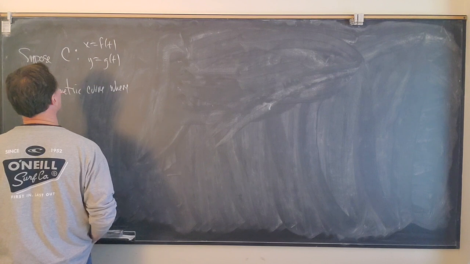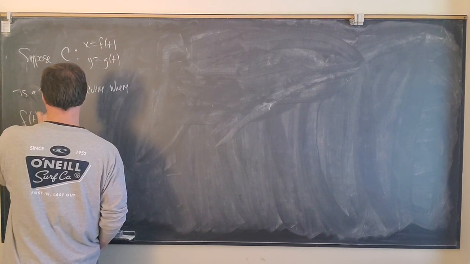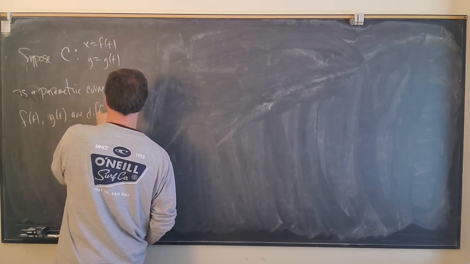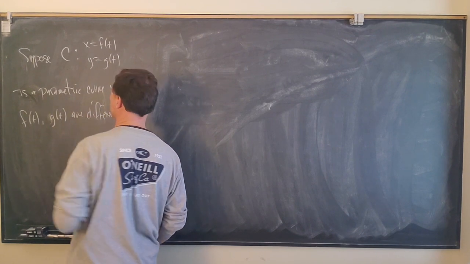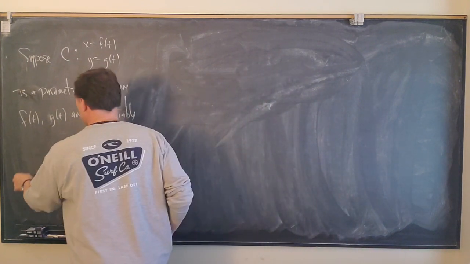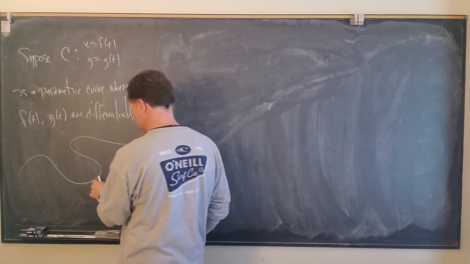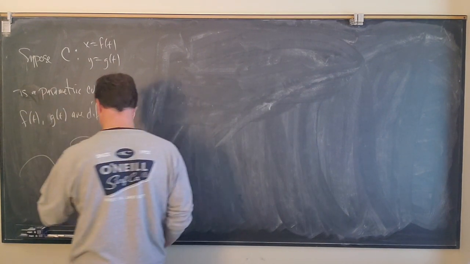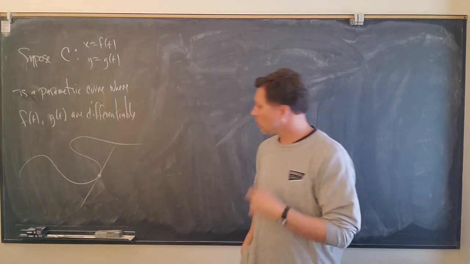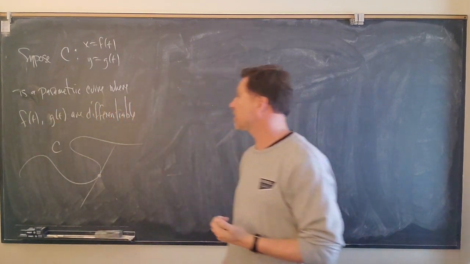So where f of t and g of t are differentiable. Right? So f prime of t exists and g prime of t exists. Remember, we've got some curve now, and one thing that we like to do in calculus is take derivatives. If it corresponds to a curve, the derivative is supposed to give you the slope of the tangent line. So if we have some curve C, we would like to be able to find the slope of the tangent line.